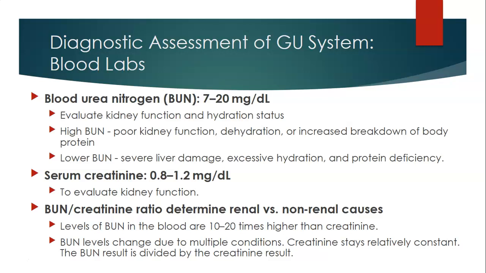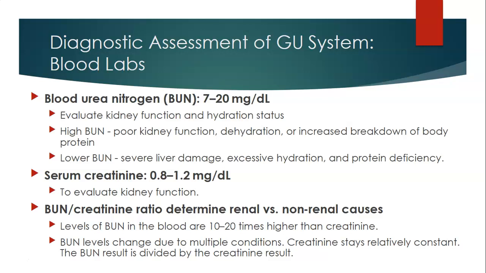Serum creatinine, again, so this is going to be the creatinine that's present in the blood. This is again used to evaluate kidney function. Creatinine is a waste product of skeletal muscle activity. It is normally produced in fairly consistent amounts and it is excreted through the kidneys. The normal serum creatinine level is going to be 0.8 to 1.2 milligrams per deciliter.